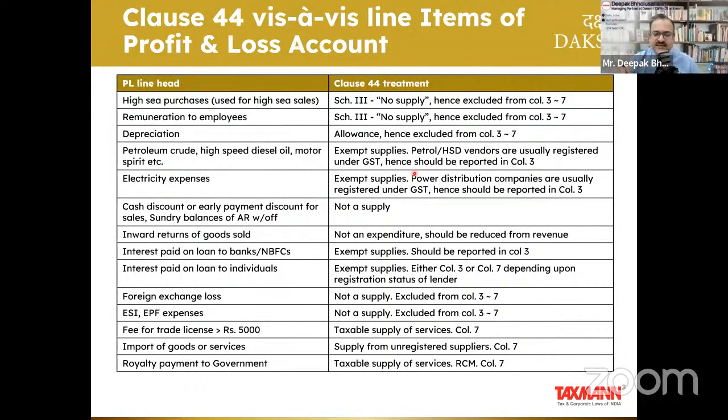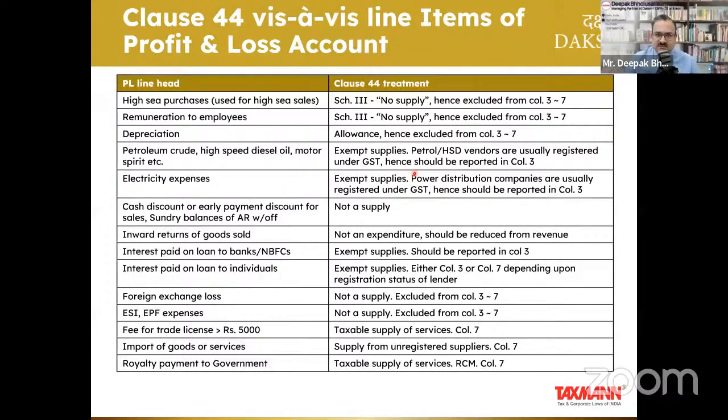And it is very clearly said, it is a sale return only. It is a sale return only. So that should be reduced from your sale only. But let's say you have disclosed it as a purchase, hypothetically, then obviously it's a supply from a registered supplier, and only column number 5 shall be the right column.